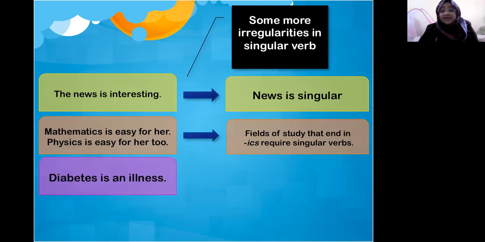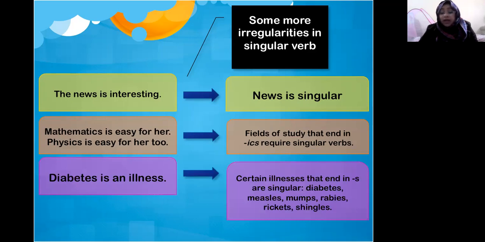Okay, diabetes is an illness. Again, diabetes sounds like it is plural. Certain illnesses that end in s are singular, like diabetes, measles, mumps, rabies, rickets, shingles, whatever it is. It sounds like plural, but it is actually considered singular.